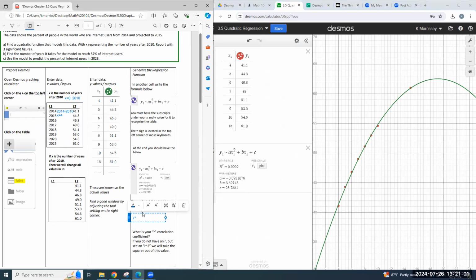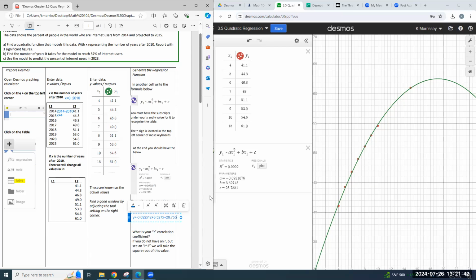So if we have y equals, and we're just following the format of ax squared, so a being negative 0.092, and we'll talk about rounding here in a moment, 0.092. We have x squared plus 3.527 x plus 28.755. So we'll just kind of leave it there for now. We'll talk about rounding here in a moment, but that kind of gives you a gist of your equation before we get into the nitty-gritty.